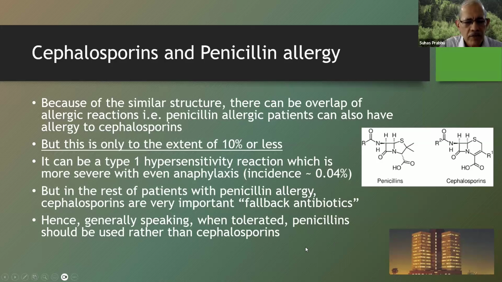So, generally speaking, when tolerated, you should use penicillin rather than a cephalosporin. So when you have a situation where a penicillin will work or a cephalosporin will work, unless the patient is allergic to penicillin, use a penicillin. Reserve the cephalosporin for patients who do not tolerate or have allergy to penicillin. So this is our rule number 4. Rule number 5 now. We should not use a cephalosporin when a penicillin will do the job.